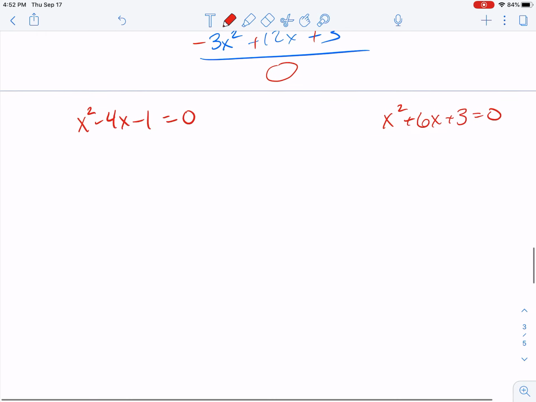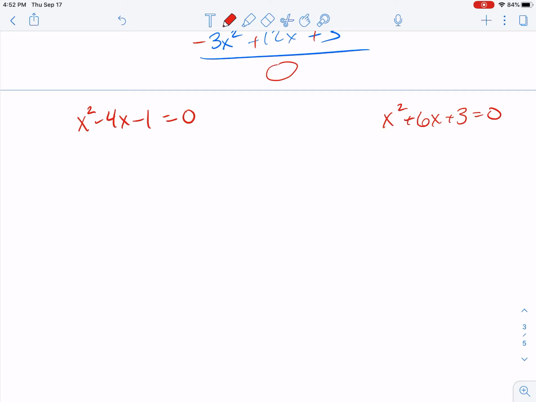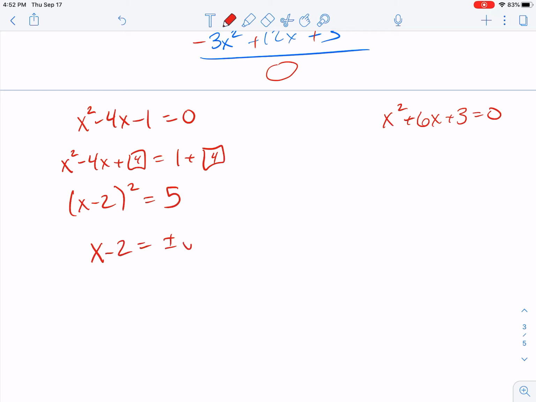And I'm going to complete the square on both of those because I think I can do it relatively quickly. This is x squared minus 4x plus a box equals 1 plus a box. This gives me x minus 2 squared. In my box goes 4. That's equal to 5. Square root, plus minus. Just x minus 2 is equal to plus or minus root 5. And now I have x is equal to 2 plus or minus root 5. So that's half of my answer.